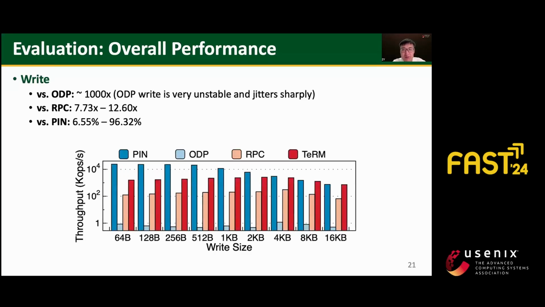Next, the write performance. ODP performance is very unstable and jitters sharply. TeRM outperforms the software RPC approach by up to about 12 times. The performance improvement here mainly comes from TeRM I/O and promoting hotspots. TeRM can also achieve a comparable performance against the pin approach in this experiment.